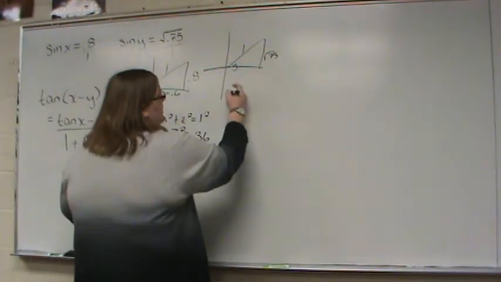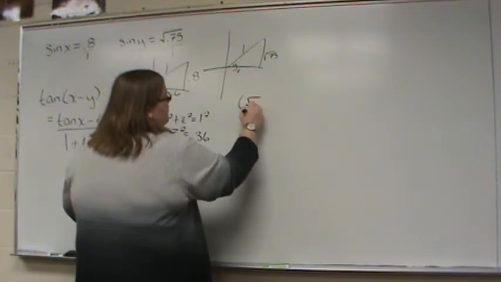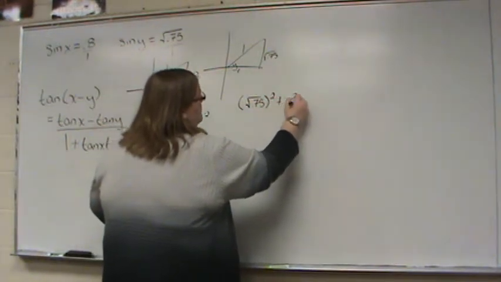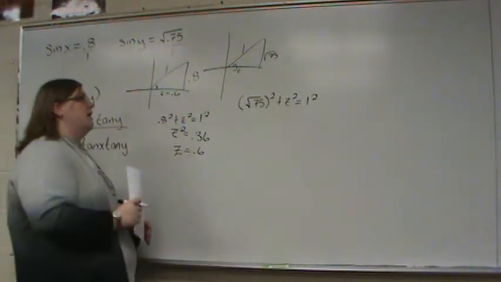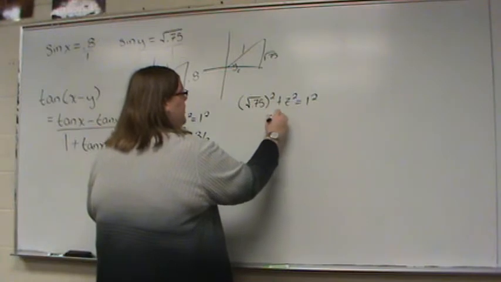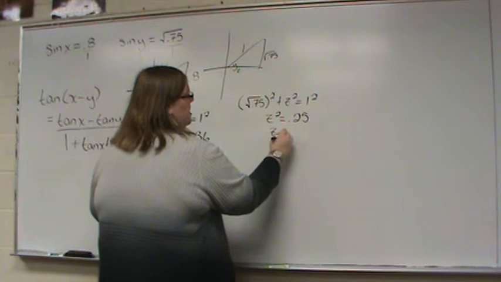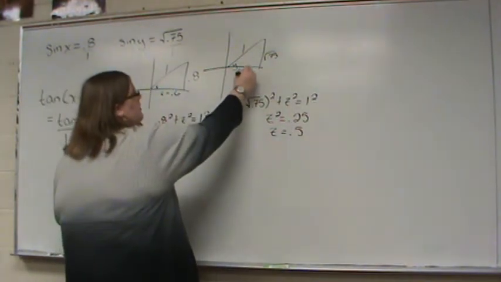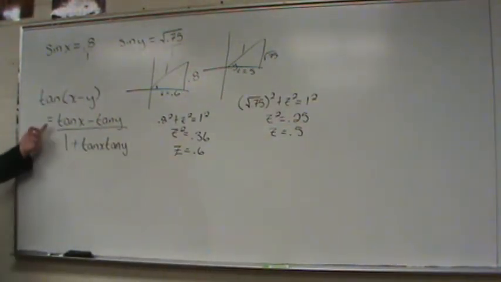So again, we're going to find our third side. We can call it z again. So we're going to have root 0.75 squared plus z squared equals 1 squared. Solving for z again, we end up with z squared equals 0.25. So z is going to equal 0.5. So we now have two triangles with angles, so we can find the tangent of each of those angles.